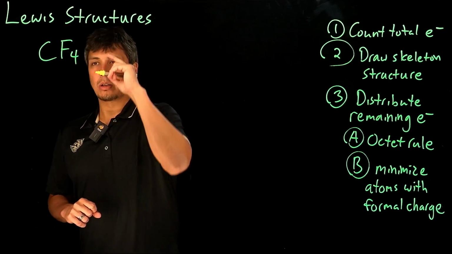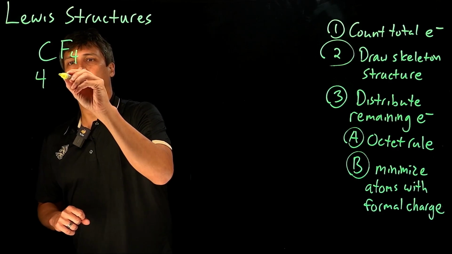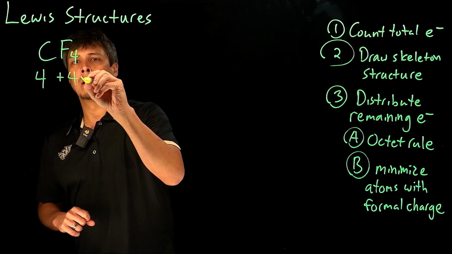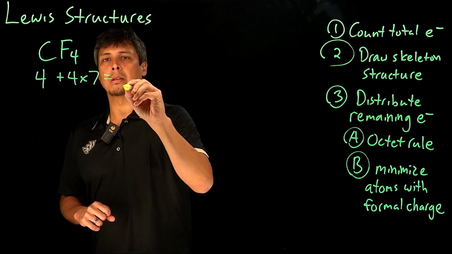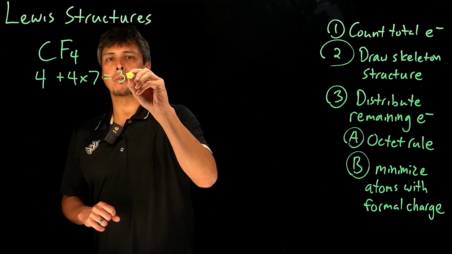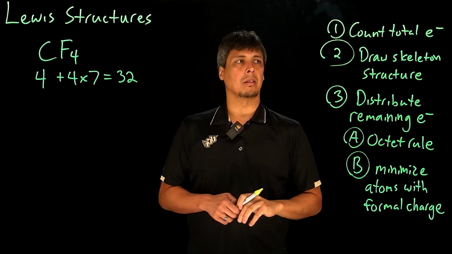Okay, and so we have 4 valence electrons for carbon and 7 valence electrons for each fluorine, and so that's going to be 28 plus 4 is 32. Now, that gets our total electron count in the first step here.